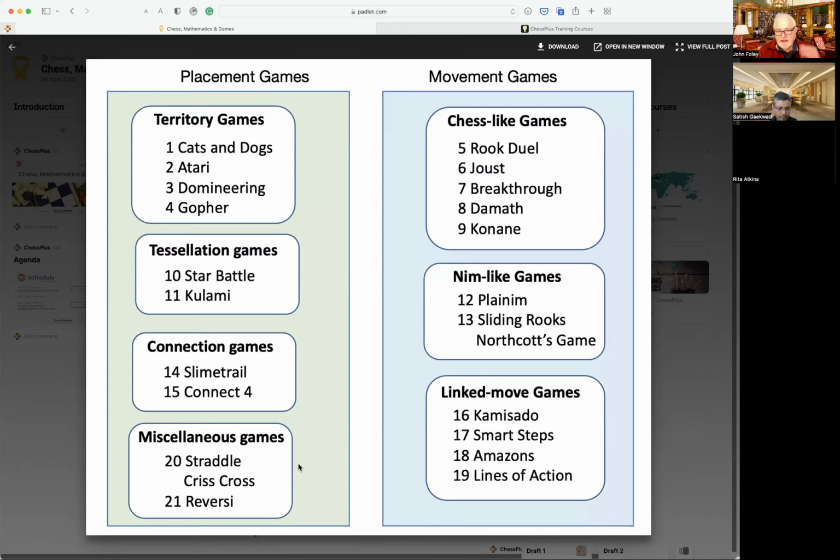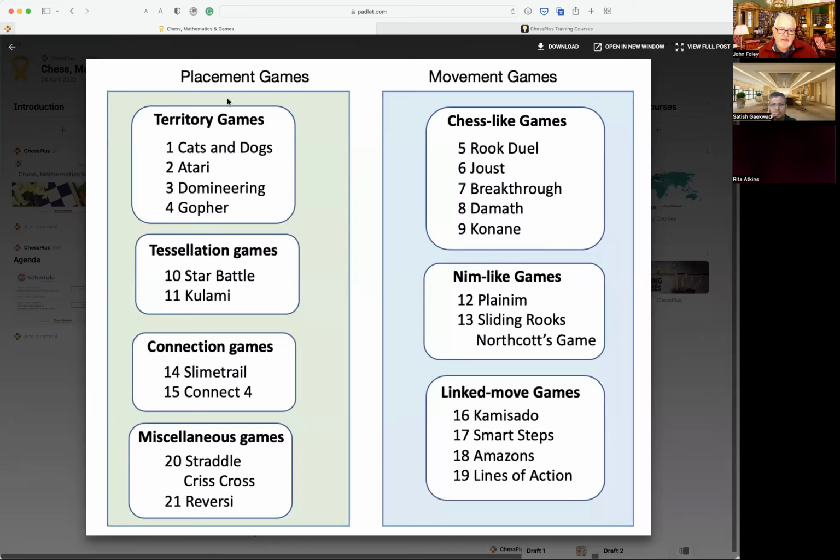The other category of games are games in which you have pieces that move. Chess is an example of a game in which pieces move, and draughts is a game in which pieces move. So that's the first category you've got.